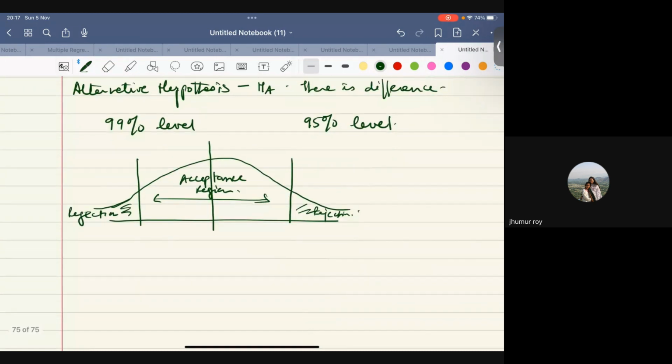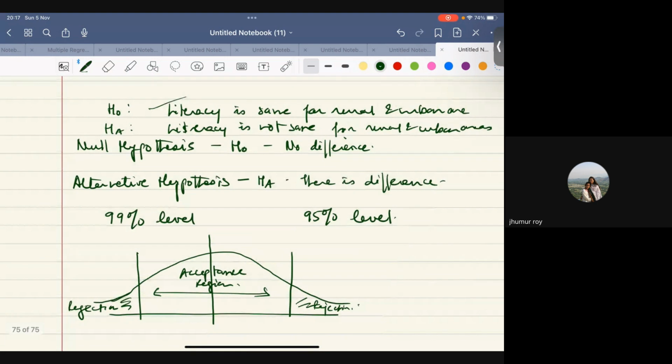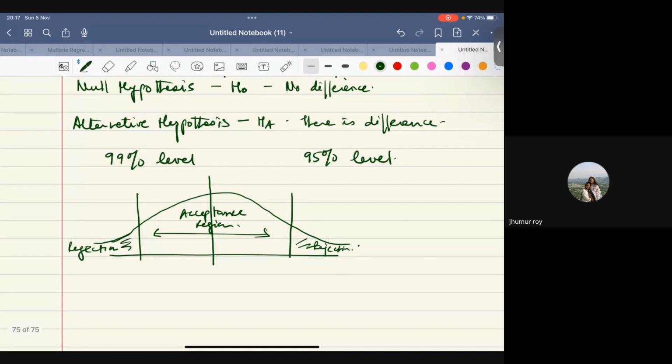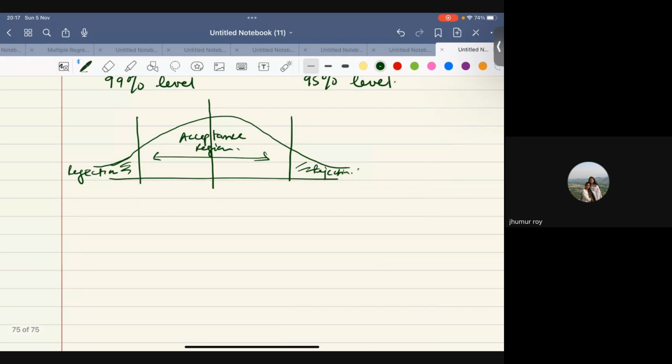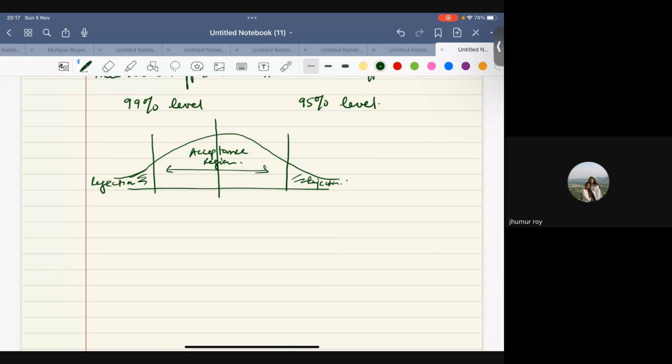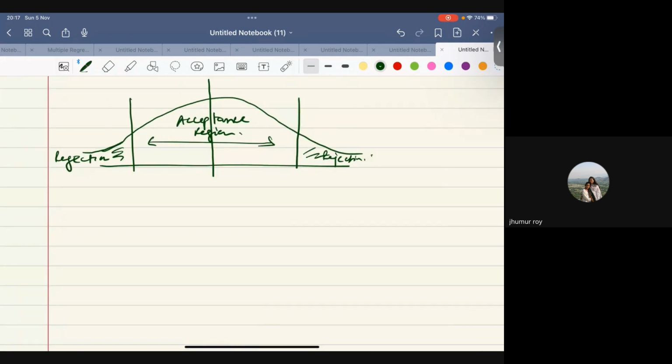Now, this is a simple thing where we said that literacy is the same for rural and urban areas. So here we have a central acceptance area. Now suppose I want to give you another example, that suppose I say that there is a machine which is filling milk, okay, and it is filling 500 ml of milk in each packet.